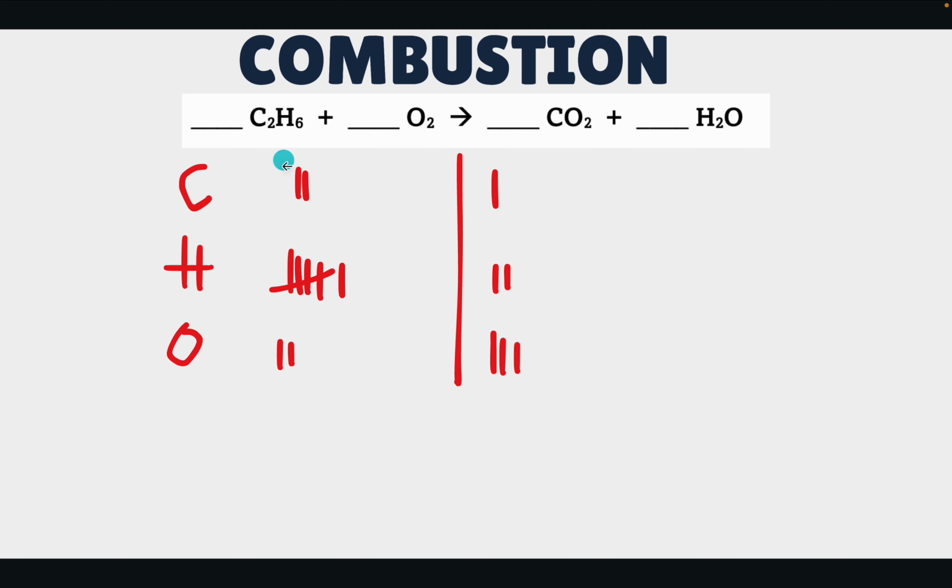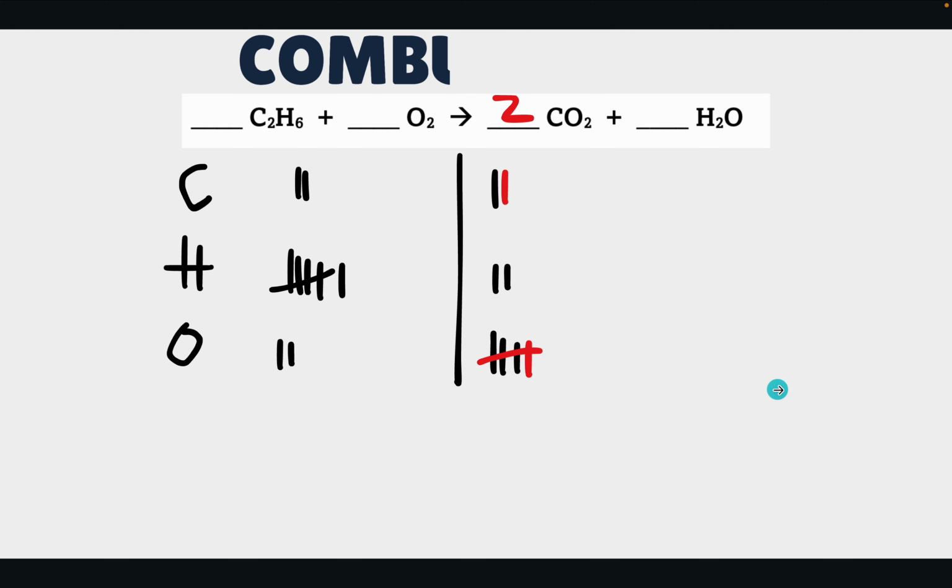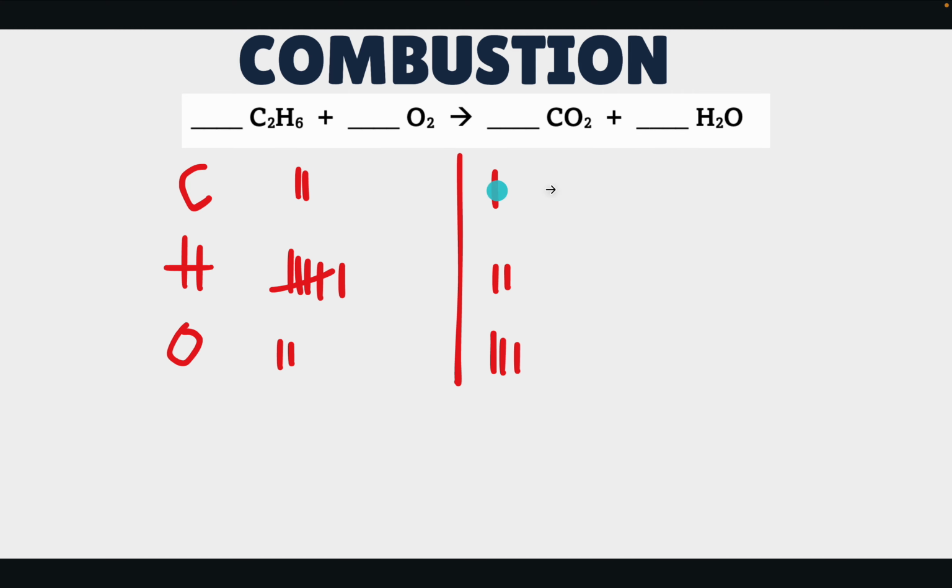So 2 carbons, 6 hydrogens, 2 oxygens on the reactant side. On the product side, 1 carbon, 2 oxygens, but then another one over here, so 3, then 2 hydrogens. So we can find out that none of these are matching. So let's first start with carbon, right? Because it's the easiest one here. It's 2 and 1. So we're going to easily just multiply this side by 2, right?